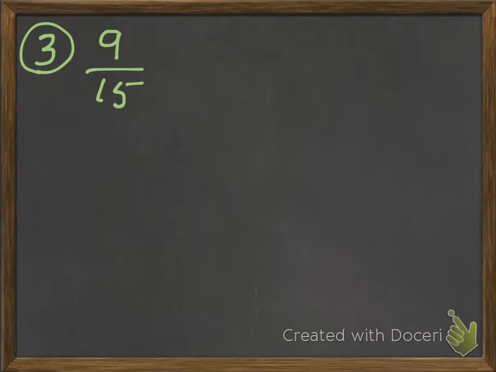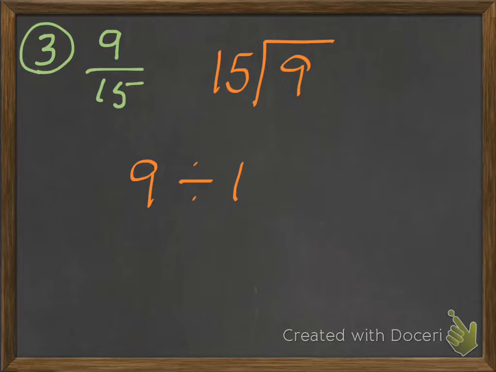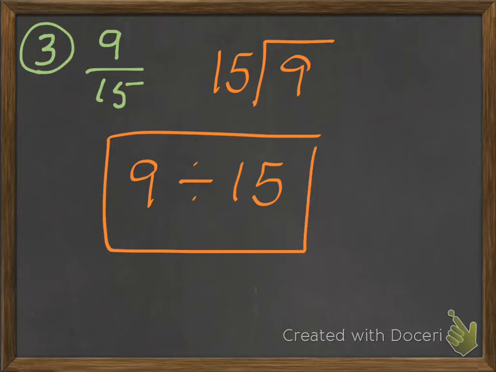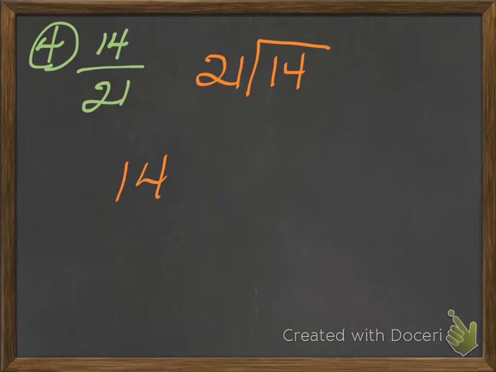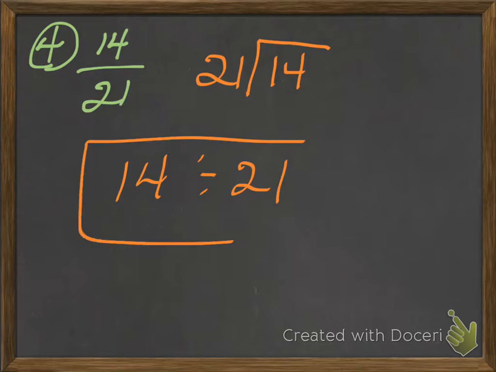Write 9/15 as a division expression. If you wrote 9 being divided by 15, and then wrote the expression 9 divided by 15, then that is the division expression. One more. 14/21. Okay, if you wrote 14 being divided by 21, 14 divided by 21, then you are correct.